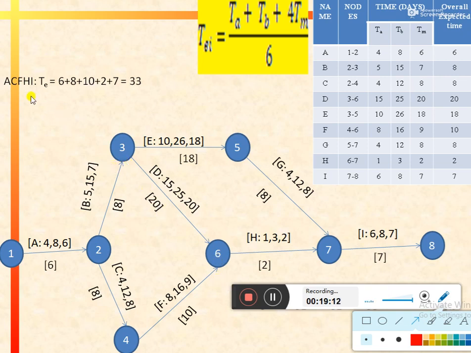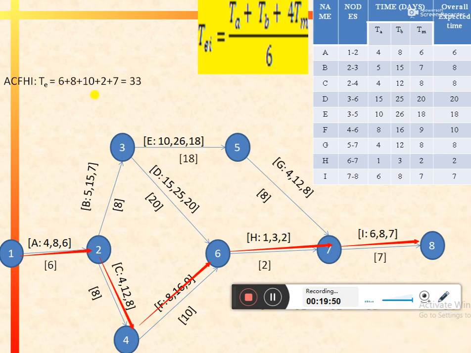For the first path, that is named ACFHI, which consists of these activities. It starts from here, that is activity A, activity C, activity F, activity H and activity I. So it is one of the paths of this network which consists of 5 activities.